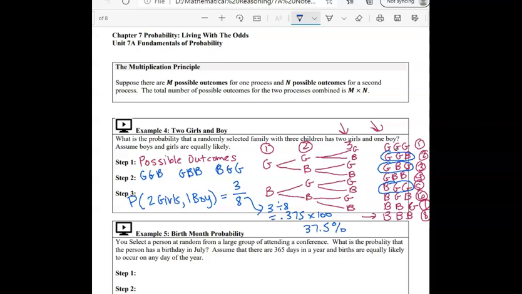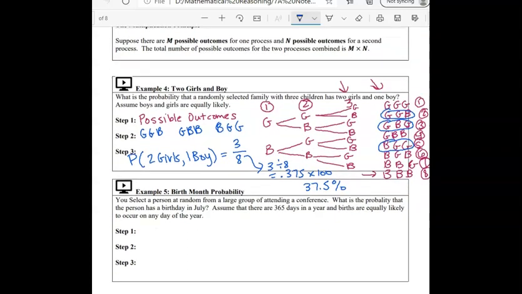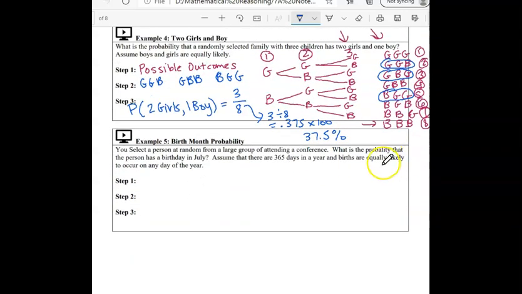So there's a 37.5% chance that if we have 3 children, order doesn't matter, we would have 2 girls and 1 boy, which is actually what I have. I have a girl and then a boy and then a girl. So kind of neat. This is going to be the last example we're going to look at in this class, and then we're going to come back and look at that first question that we left off with.